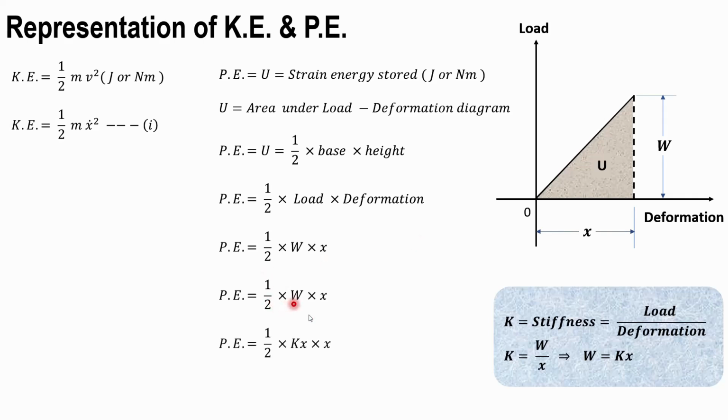Now in place of W, we can substitute K multiplied by x. So we can say that potential energy is 1/2 Kx². As far as the next part of the derivations is concerned, we are going to represent kinetic energy directly by 1/2 m ẋ², and we are going to represent potential energy, if at all it is present in the system due to a spring or any other elastic body, as 1/2 Kx².